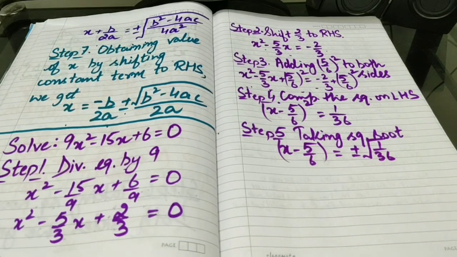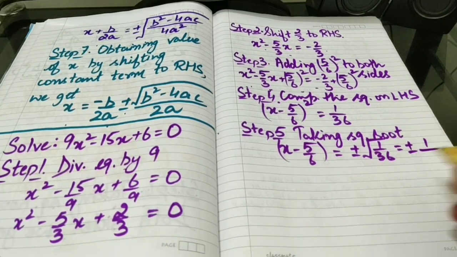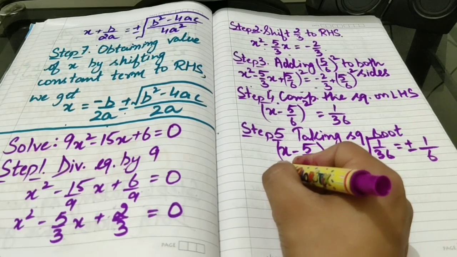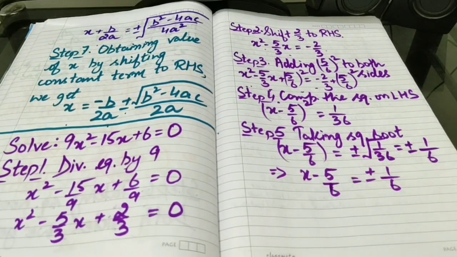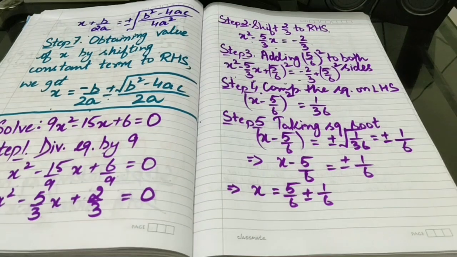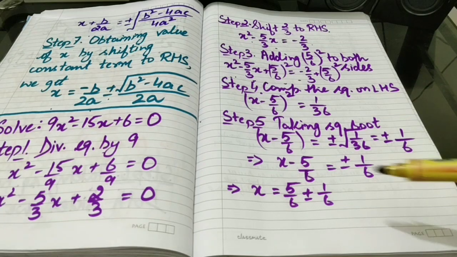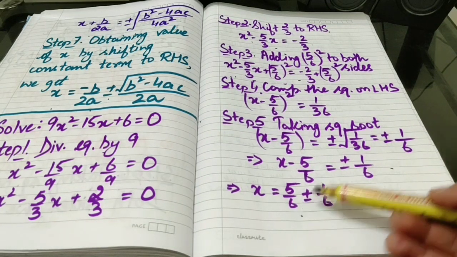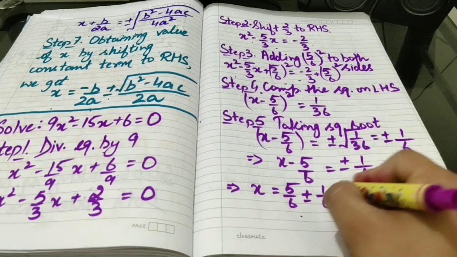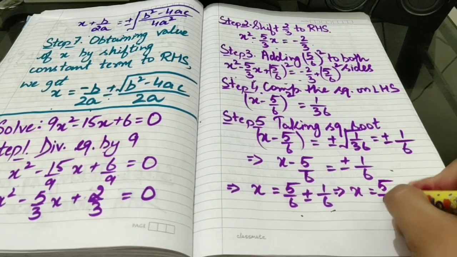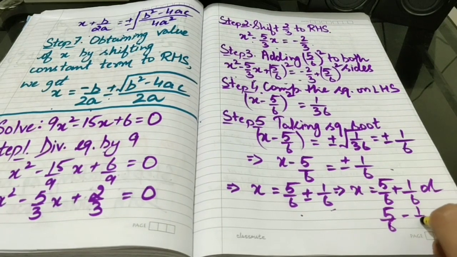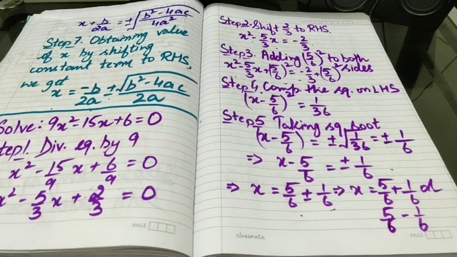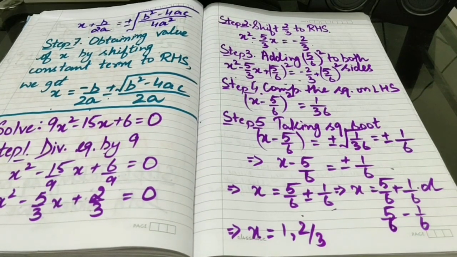And we know that square root of 1 is 1 and that of 36 is 6. So we get x minus 5 upon 6 equals to plus minus 1 over 6. Now in next step we can solve for x. So while solving for x, we have to shift minus 5 upon 6 to right side. It will become plus 5 upon 6, plus minus 1 over 6 will remain as it is. So we can further write x equals to 5 upon 6 plus 1 over 6, or it is 5 upon 6 minus 1 over 6. That is how we can solve for x. So we will get two values of x, one from this and other from this. So the value of x will become 1 and 2 upon 3.